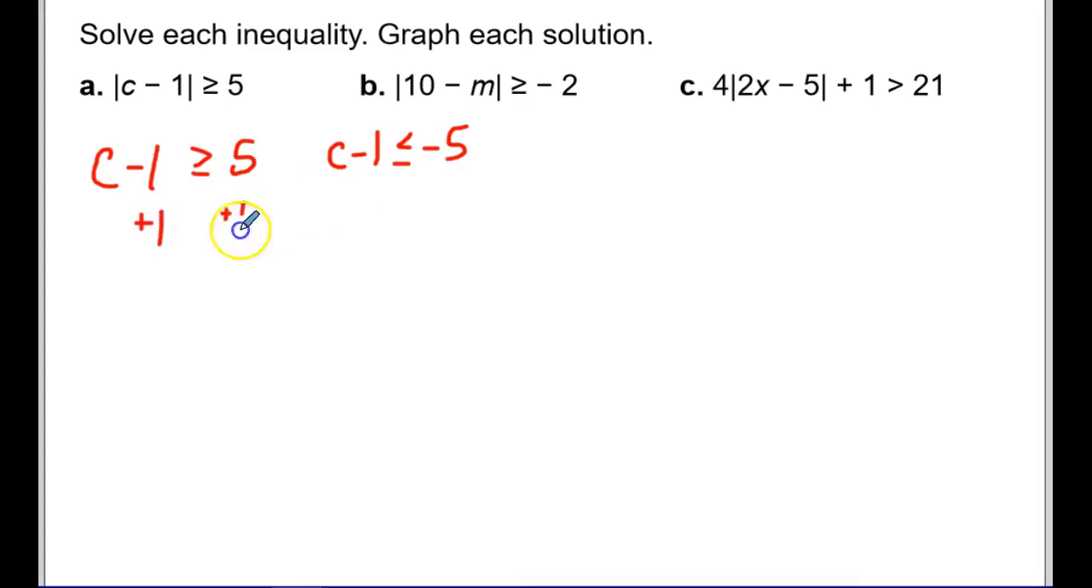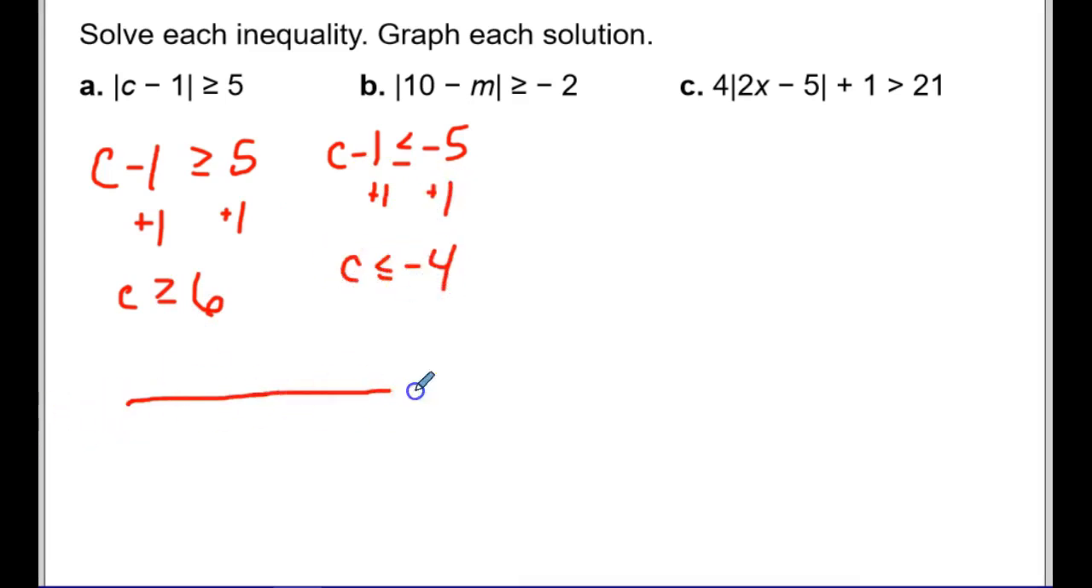So then I can add 1. So c is greater than or equal to 6. So when I add 1 over here, I'm going to have c is less than or equal to negative 4. So when I graph my OR statements, right, we can graph them one at a time. So we're going to go with 0. We're going to say that this is 5 and negative 5.